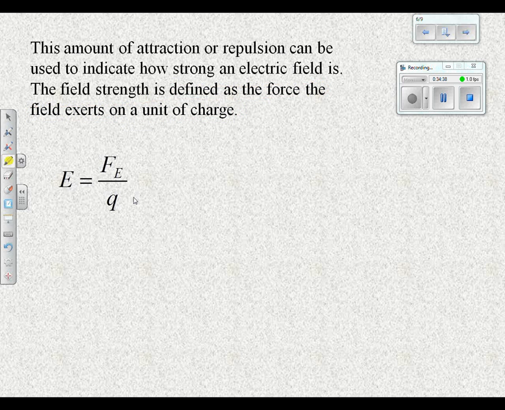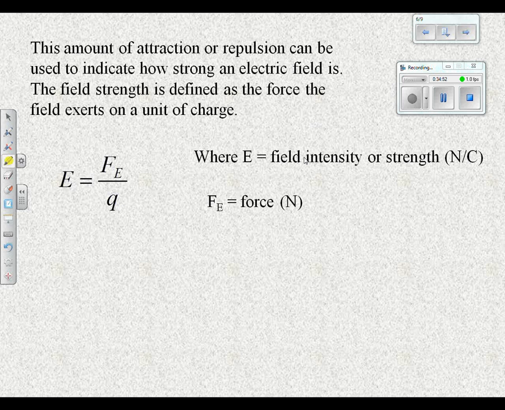E equals Fe over Q. The electric field strength is the force divided by the charge, Q. E is electric field intensity or strength measured in newtons per coulomb. Fe is the force measured in newtons. Q is the charge measured in coulombs. Now there's another unit of charge that we're going to be getting into tomorrow. For now, we're going to be just dealing with coulombs.